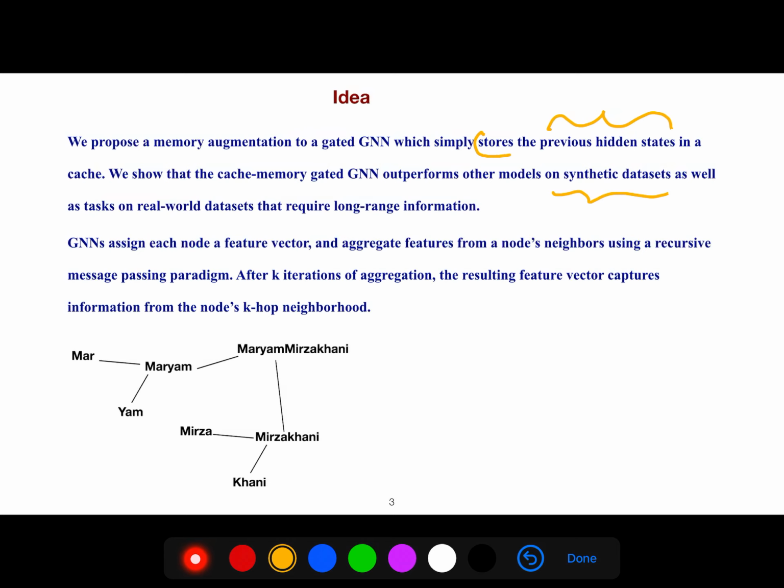GNNs assign each node a feature vector and aggregate features from a node's neighbors using a recursive message passing paradigm. So this is the classic GNN. After k iterations of aggregation, the resulting feature vector captures information from the node's k-hop neighborhood.